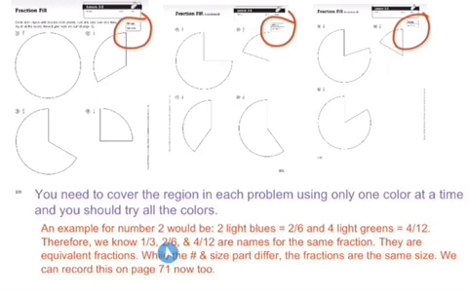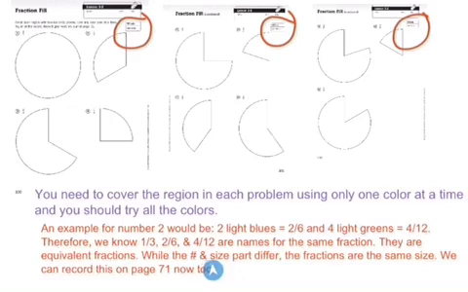So for number 2, it would be 2 light blues, because 2 light blues would fill this, and that would be equal to 2/6. I could also do it with 4 light greens. 4 light greens then would equal 4/12. So therefore we know that 1/3 and 2/6 and 4/12 are names for the same fraction. They're equivalent fractions. The number and the size are different, but the fractions make up the same area.